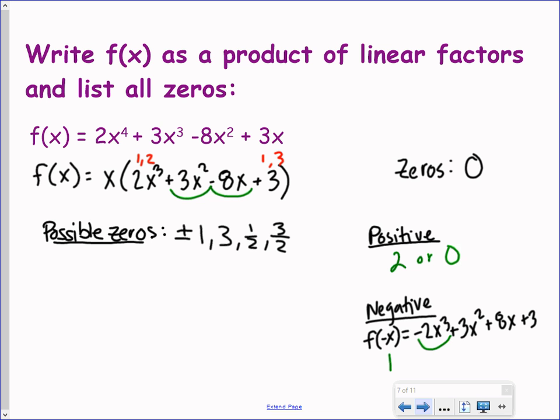Let's split the work. So this group, can you check 1? Can you check -1? Can you check 3? Can you check -3? And you guys check 1/2, and you guys check -1/2? Do a quick synthetic, and let us know if anything works. You're working with the cubic we factored: 2x cubed, so the coefficients are 2, 3, -8, 3.